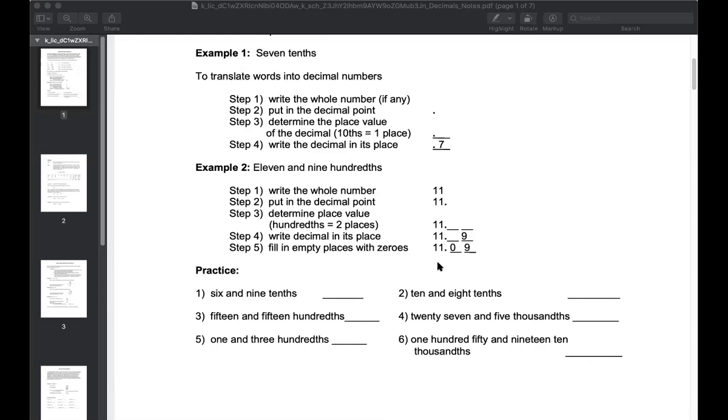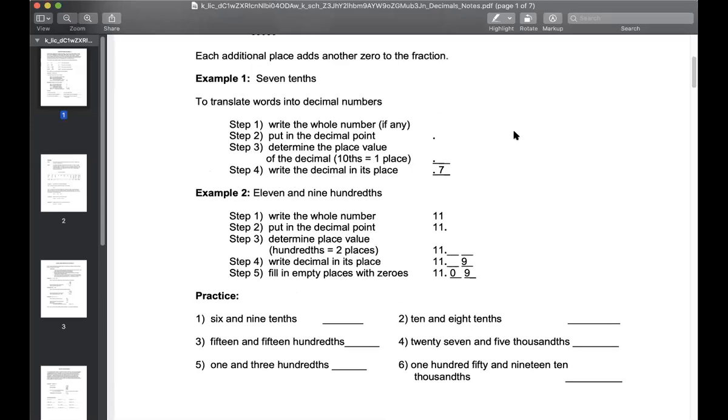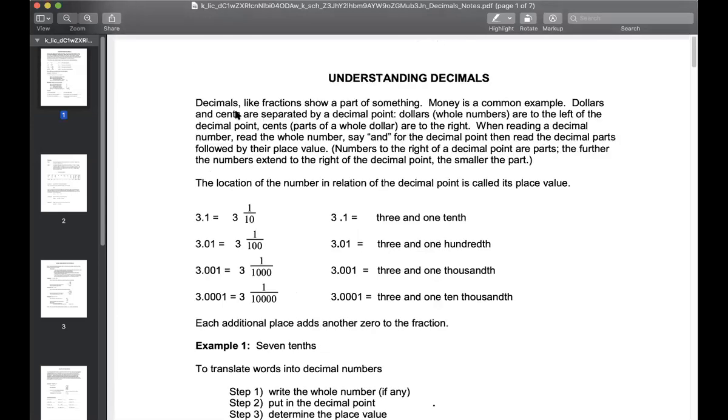I was saying a fraction represents a whole number, right? Yeah, so a fraction is a part of a whole. A part of a whole. Yeah, and that's what it says right here, right? Decimals, like fractions, show a part of something. So it's in your notes. Okay. I did. All right. Okay. Got it. Okay.